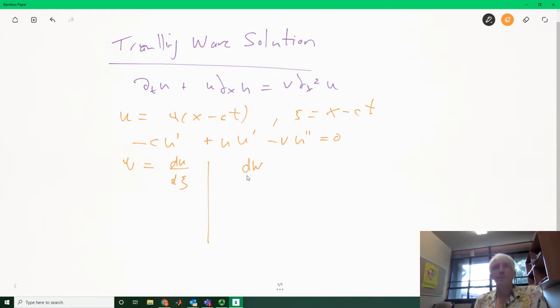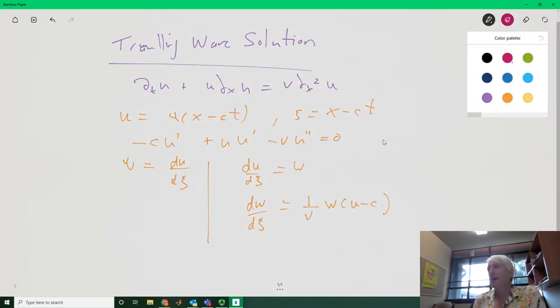du/dζ is w, and dw/dζ is the second derivative of u with respect to ζ. So I rearrange this equation, I get 1 over ν w times (u minus c). Okay, so that's all standard stuff.